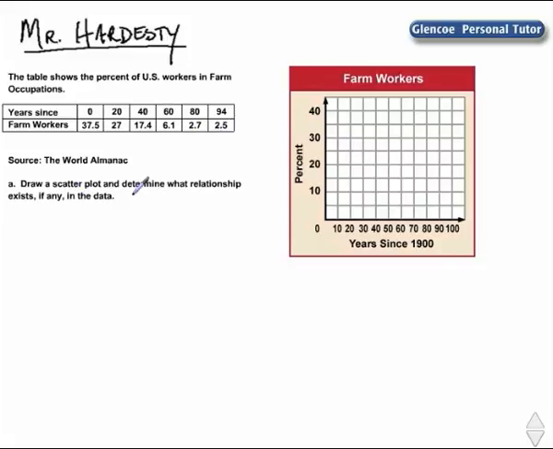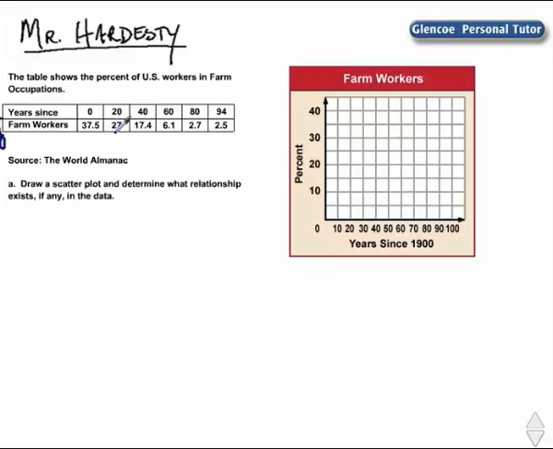Let's draw a scatter plot and determine what relationship exists, if any, in the data. First, let's call the years x, and that will represent our independent variable. Those will be represented across the x-axis. We'll call the farm workers y. That's our dependent variable, and we'll calculate that up the y-axis.